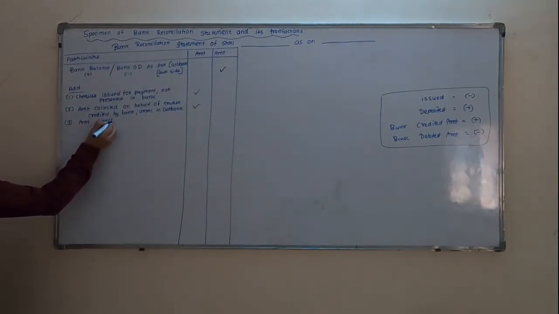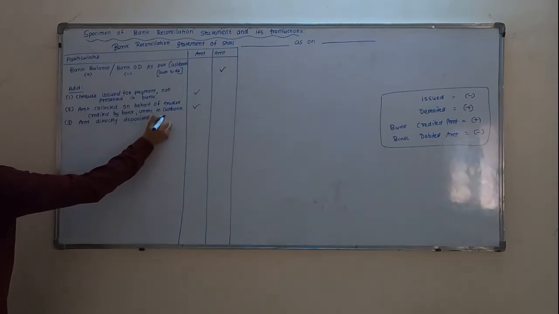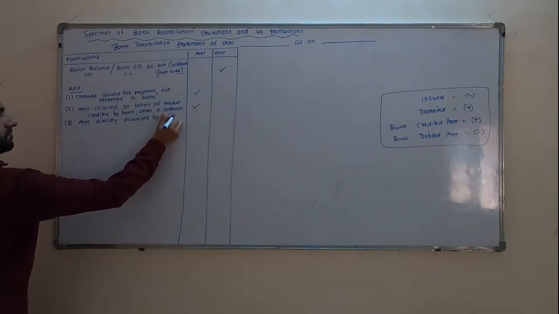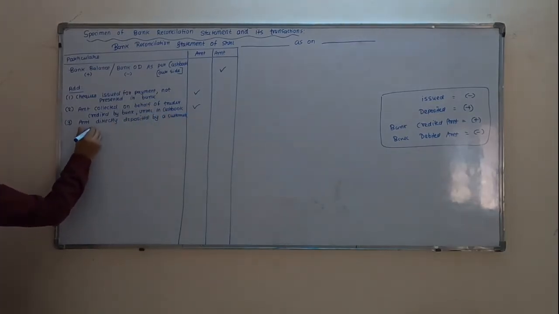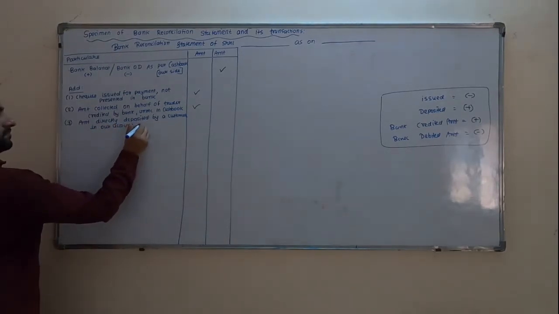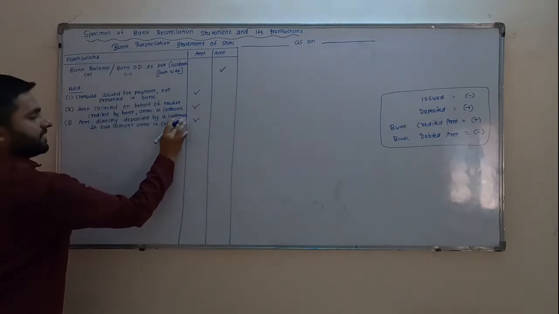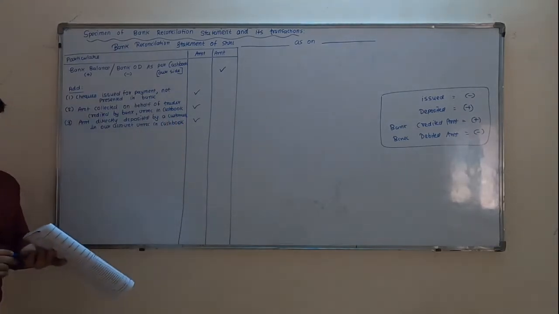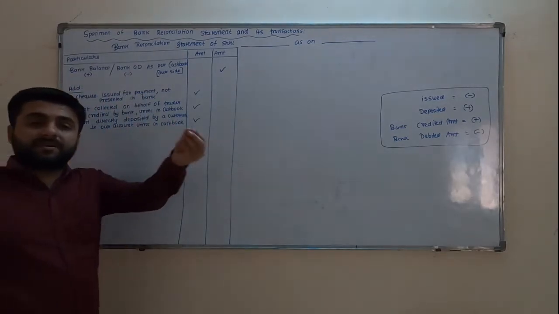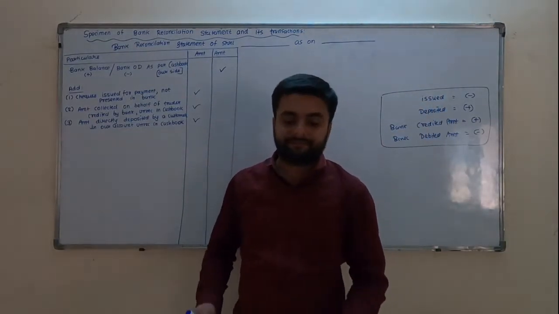Amount directly deposited by a customer in our account, unrecorded in cash book. Again we have to add. And see, there are some transactions you can remember directly. When the words amount directly deposited by customer are given, you always add, because customers are depositing the money in our bank account, so bank will increase our balance. So bank is adding, we will also add.